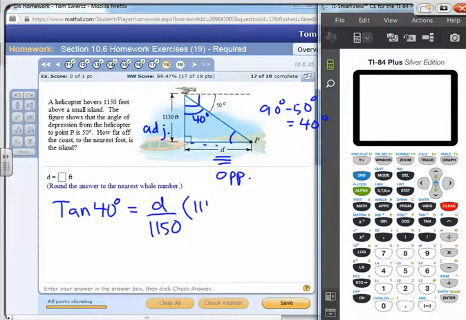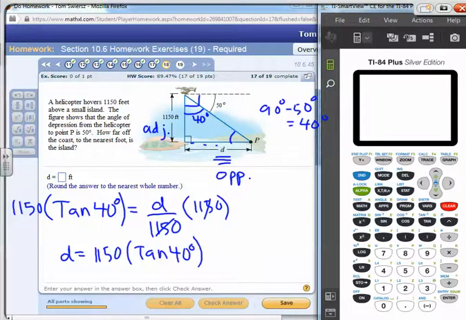So we can simply multiply both sides by 1,150. These cancel, and then we just get D is 1,150 times the tangent of 40 degrees, okay? And that will be our answer. We can do it on our calculator, okay? All right, so we'll go ahead and do that on our calculator.